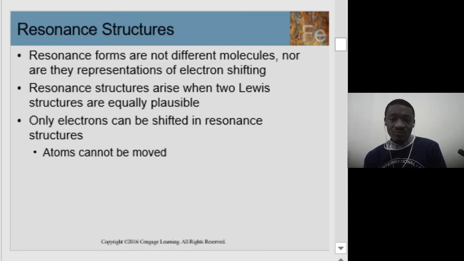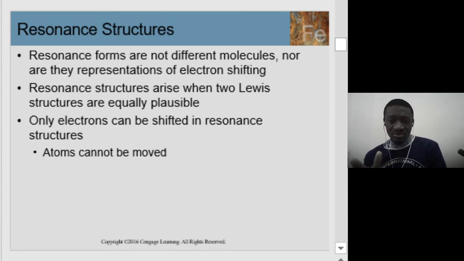So resonant forms are not different molecules. Very clearly, I said it's still Lefkosia, it's still not Cyprus. You're just in different locations in the same place, and what is moving is you, not the place. Nor are they representative of electron shifting. Just because electrons are shifting doesn't mean that they are. It's just how we are trying to explain resonance.